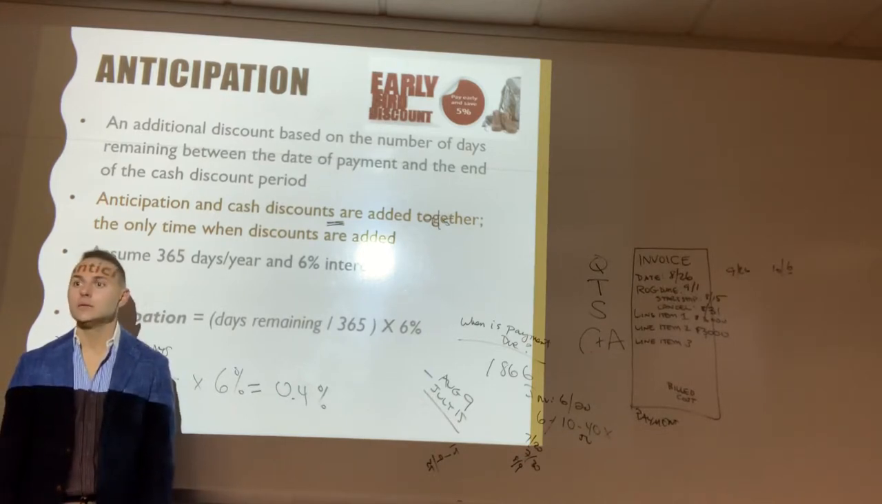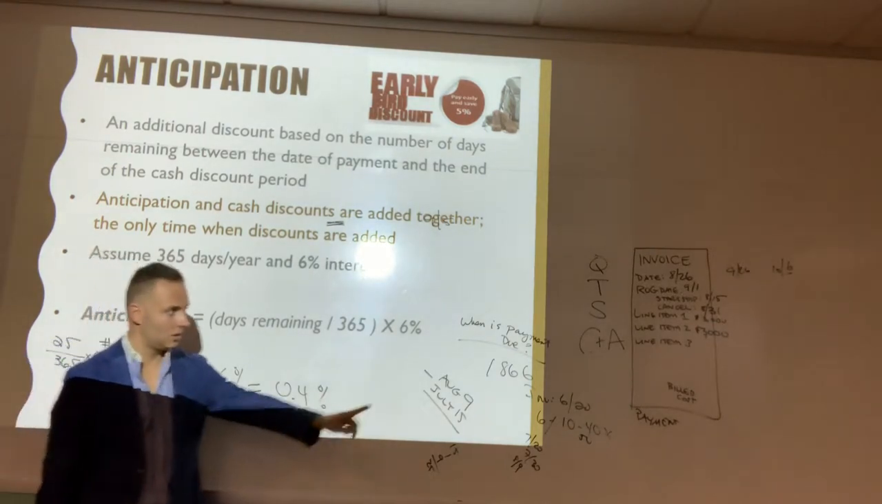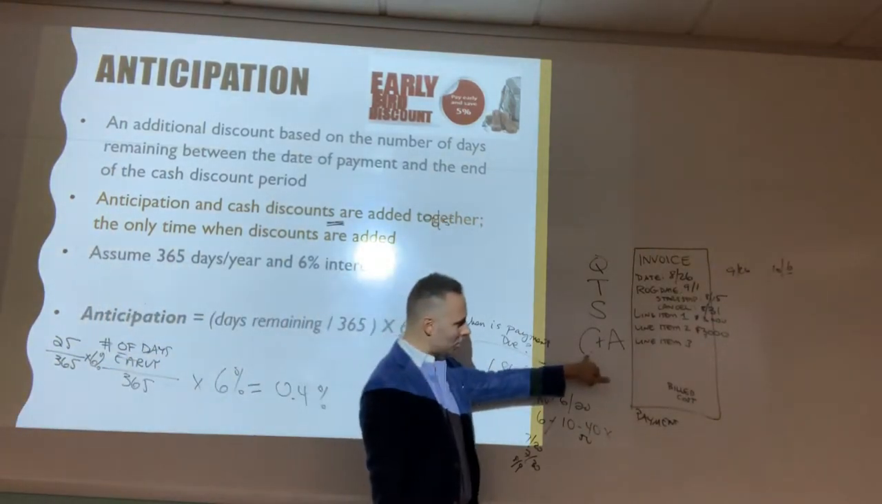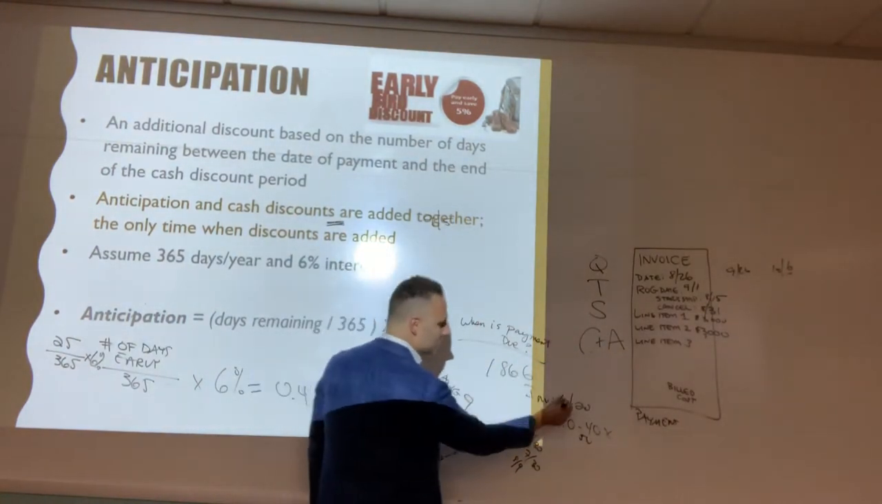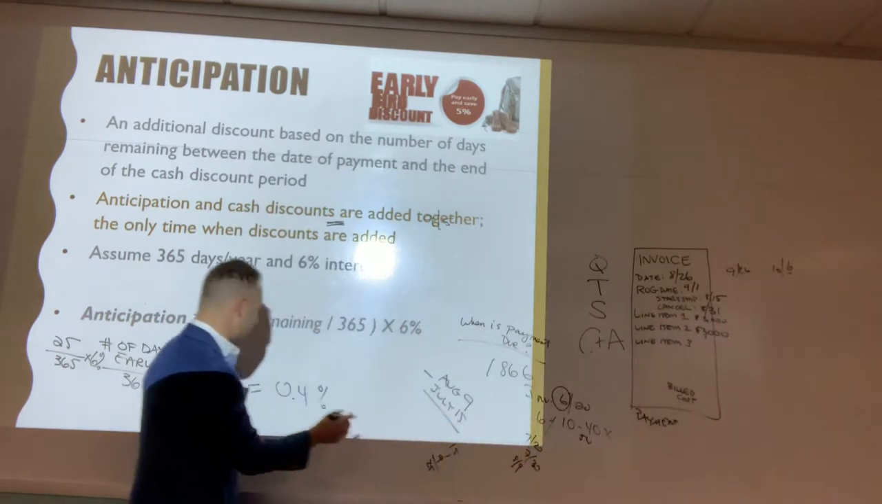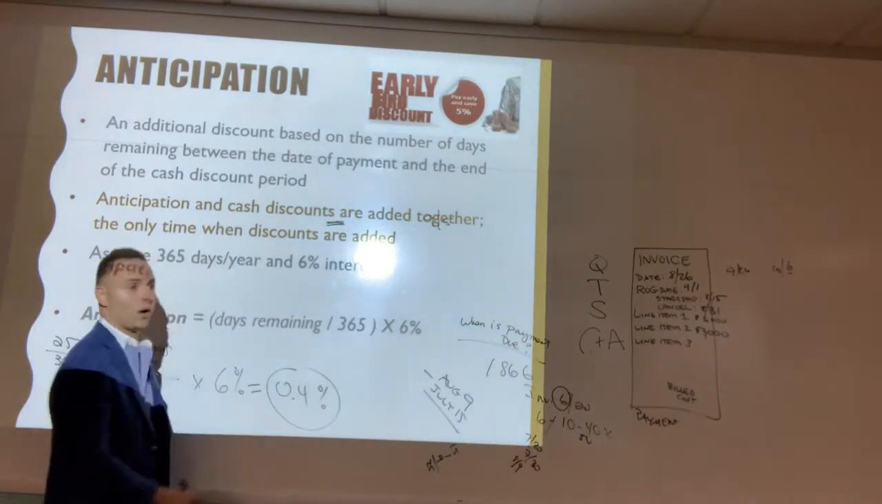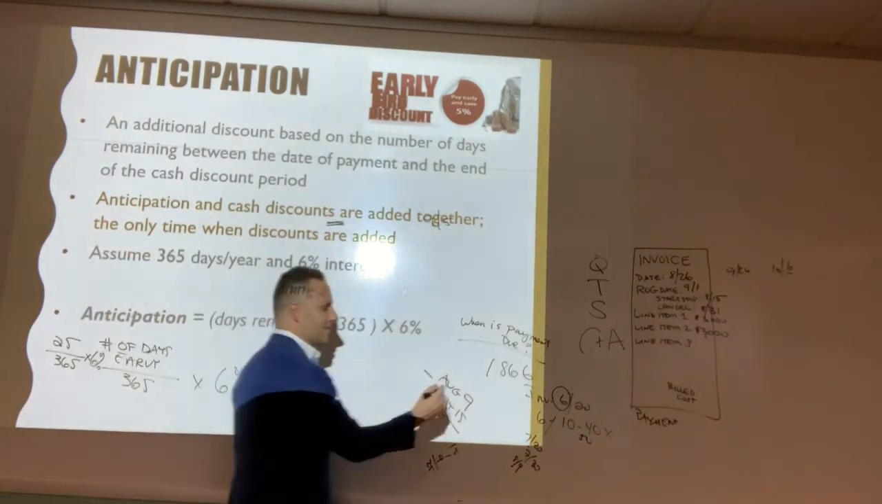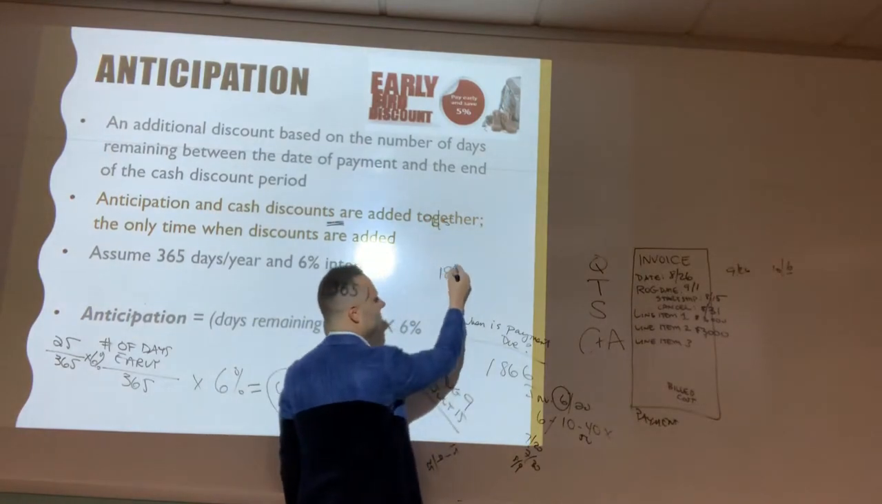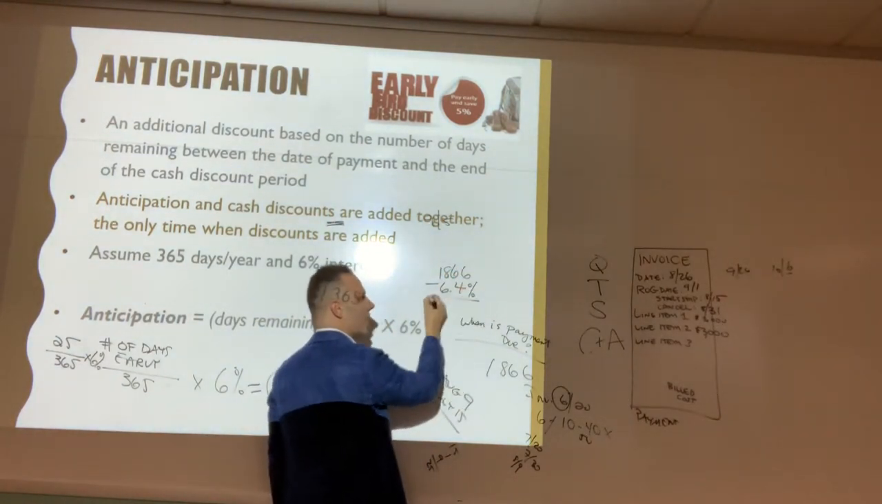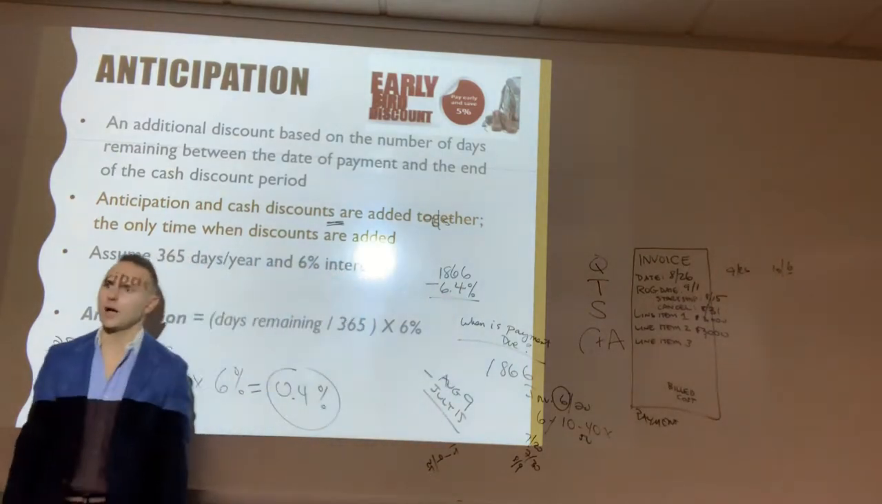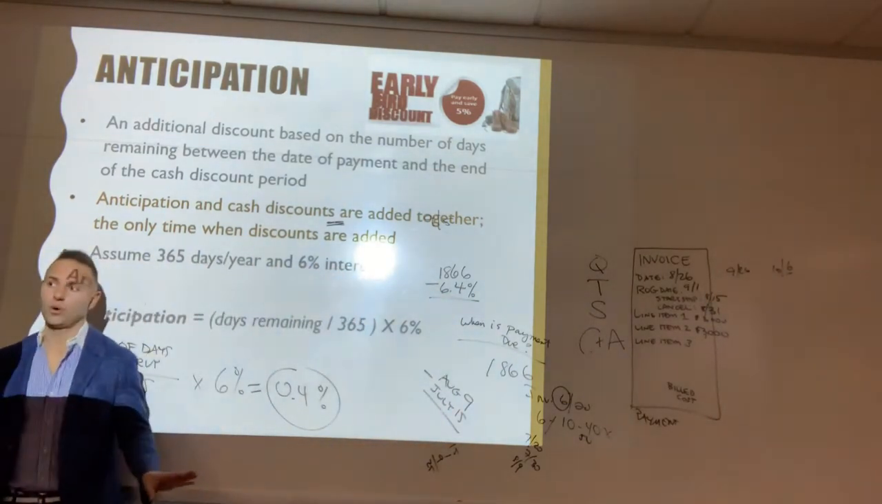6%. Just 6? 6.4. Look over here. Cash plus anticipation, right? So the cash discount is 6, but the anticipation discount is an additional 0.4. So we're gonna take 1866 minus 6.4%. Does everybody understand how we got the 6 and how we got the 0.4?